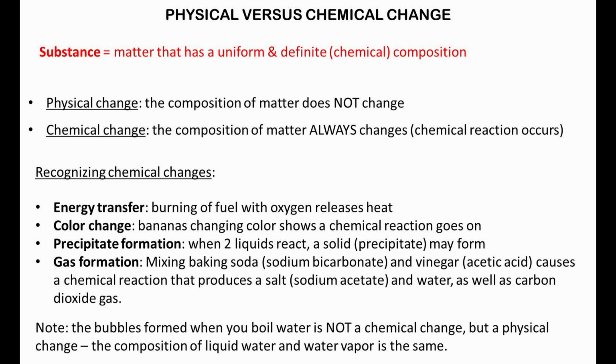1. Energy transfer. Burning of fuel with oxygen releases heat. 2. Color change. Bananas changing color shows a chemical reaction goes on. 3. Precipitate formation. When two liquids react, a solid, precipitate, may form. 4. Gas formation. Mixing baking soda, sodium bicarbonate, and vinegar, acetic acid, causes a chemical reaction that produces a salt, sodium acetate, and water, as well as carbon dioxide gas.